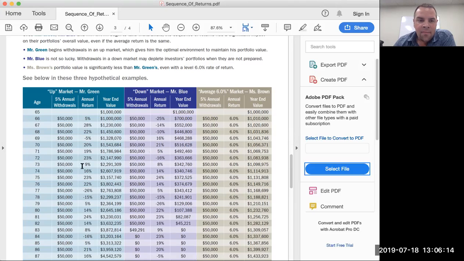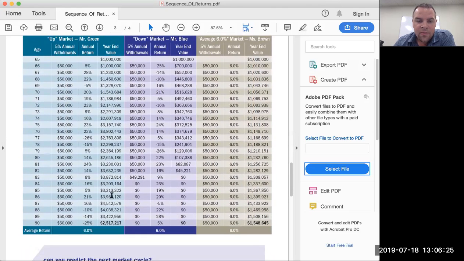So in an up market, we're up 5, up 28, up 22, while taking 50,000 or 5% of this $1 million portfolio a year. You can see in an up market, we're okay. We've grown that 1 million to 2.5 million. We've taken out our 5%. Our success chance is pretty darn high in an up market.